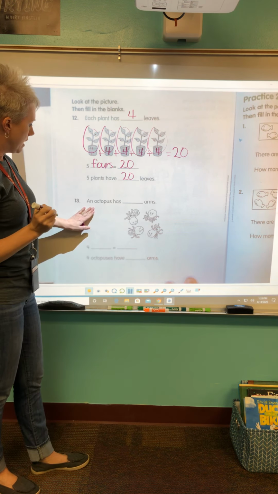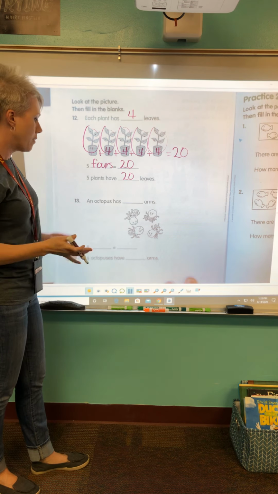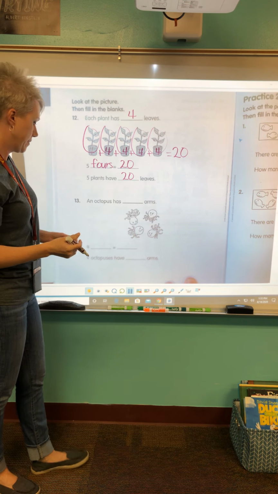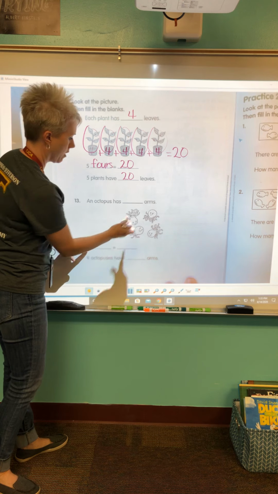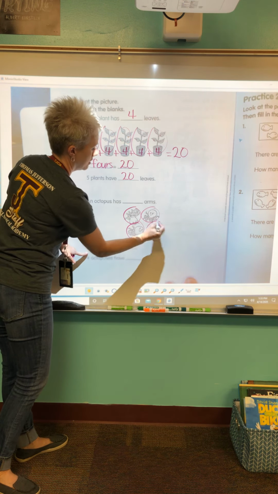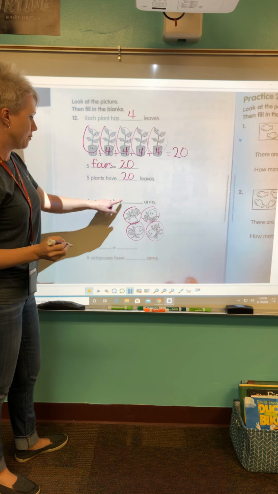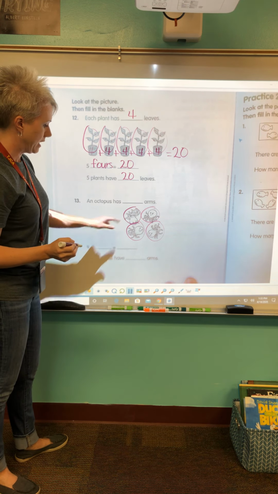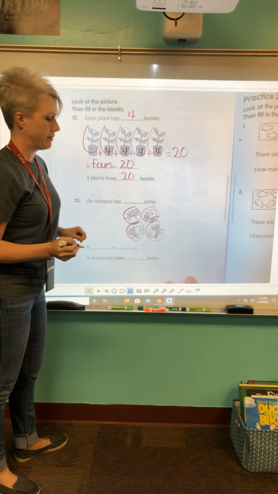All right, I want you guys to do number 13 all by yourself, okay? I will tell you, it gives us 4, so we will have 4 groups. And Octopus has blank arms, okay? Each group will have the same number of arms.